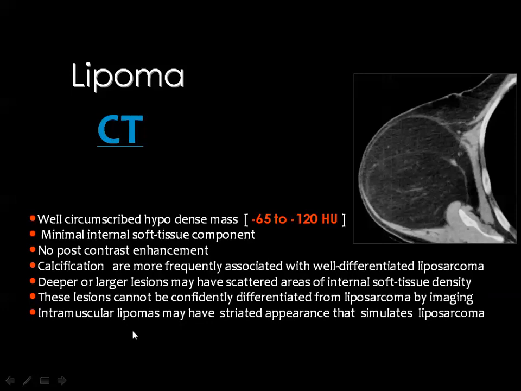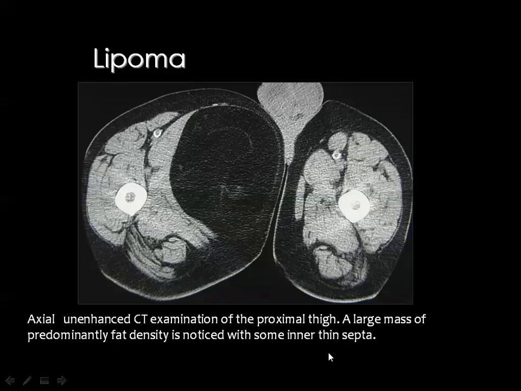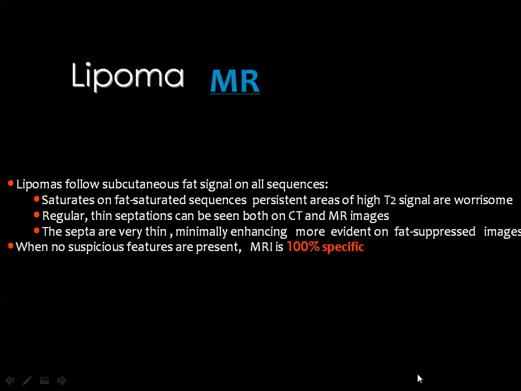And intramuscular lipomas may have a striated appearance and may simulate liposarcoma. You remember the elastofibroma dorsi? It has a striated appearance, but its location and the characteristic appearance help in the diagnosis. This is a big lipoma in the thigh with some fine linear streaks inside, and this is acceptable in a simple lipoma, but being in the thigh, you should assess for liposarcoma.